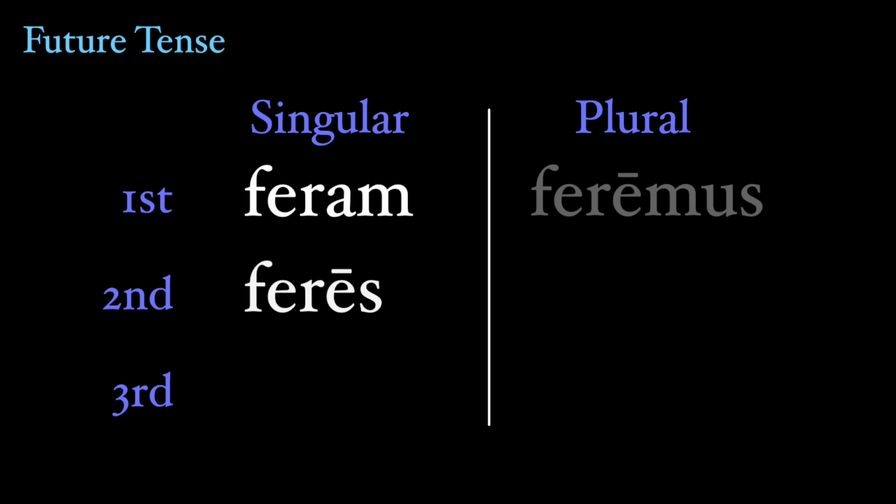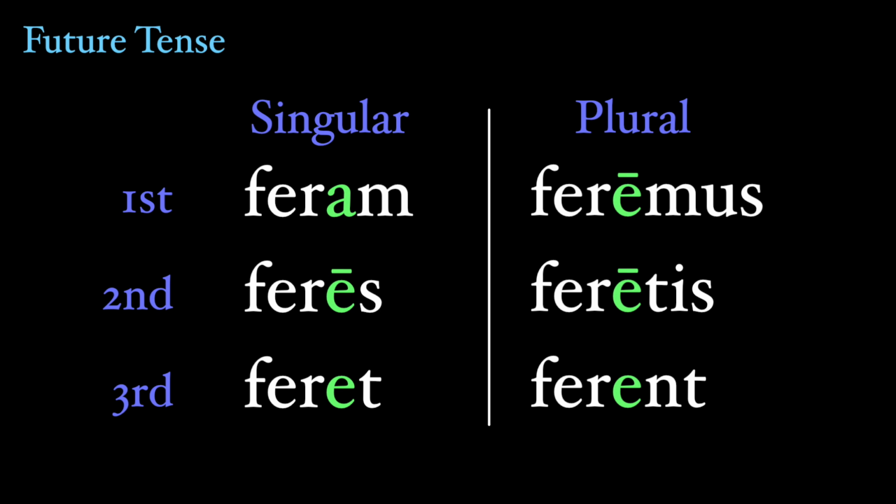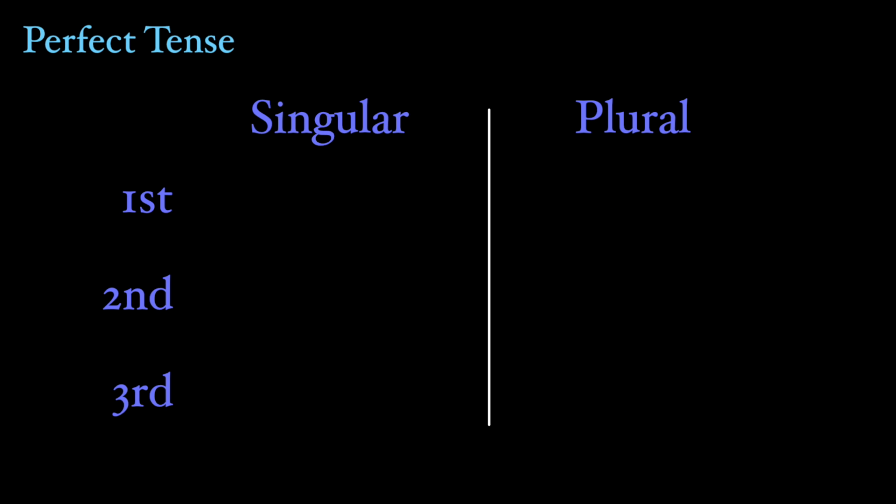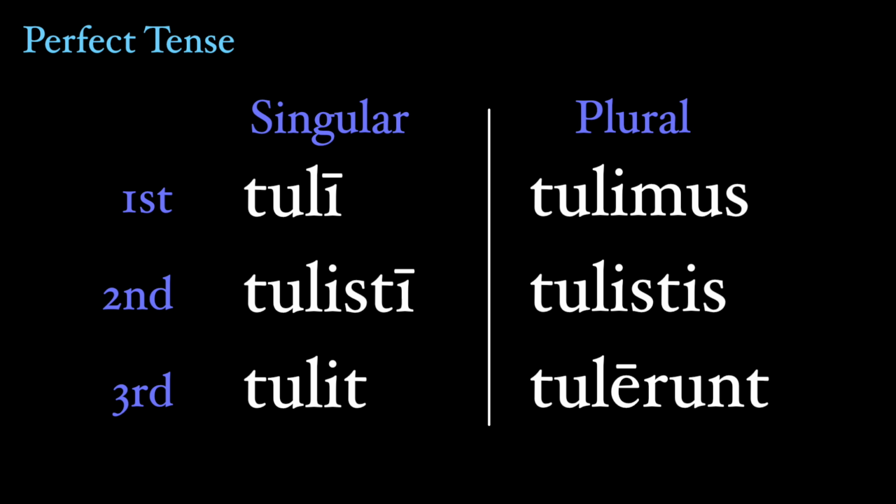And because of this, the future tense looks like a third conjugation verb. Ferram, ferres, ferret, ferremus, ferretis, ferent. To form the perfect tense, we go to the principal parts and notice that the third part is tuli. I'll get to why in a little bit. But once you get over this, you'll see that the perfect system is pretty regular.